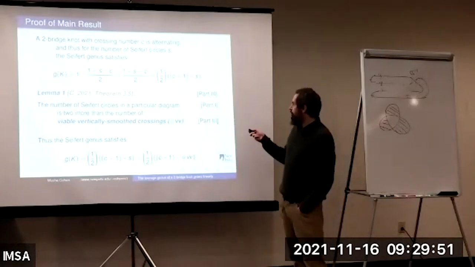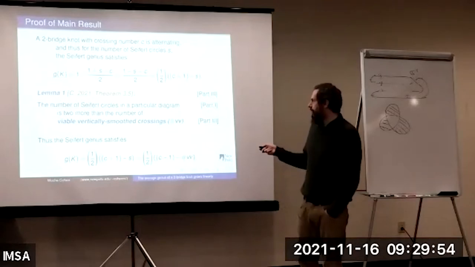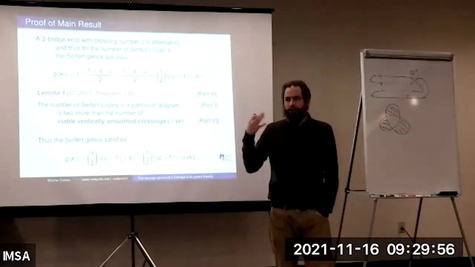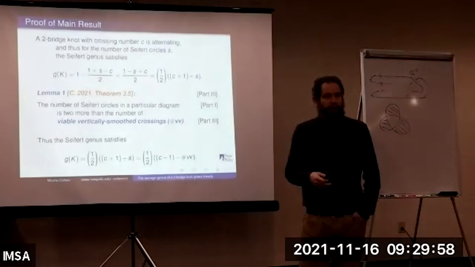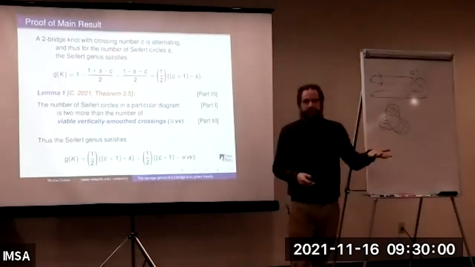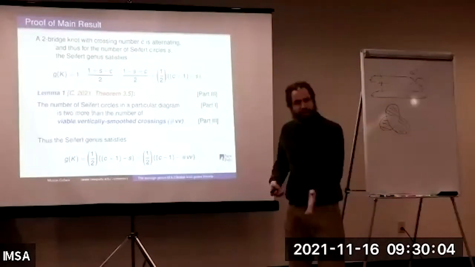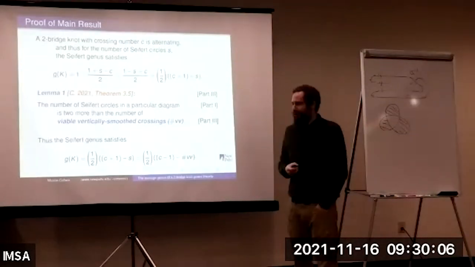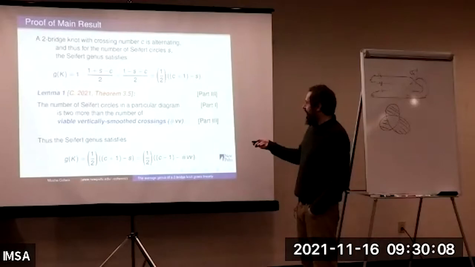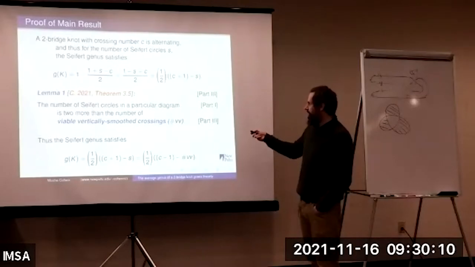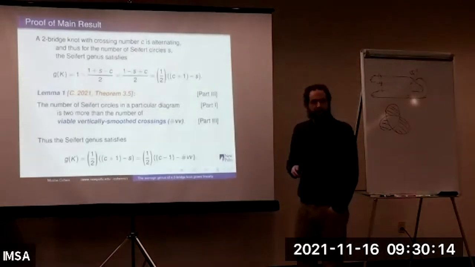The number of Seifert circles S is 2 plus the number of VB. I'll talk about VB in part three of the talk. V stands for viable and V stands for vertical. I don't know, I just made up a terrible notation, so I'm happy to hear if you have better notation. If I take 2 plus VB and plug it into here, this changes to that, and then we get the number of VB.